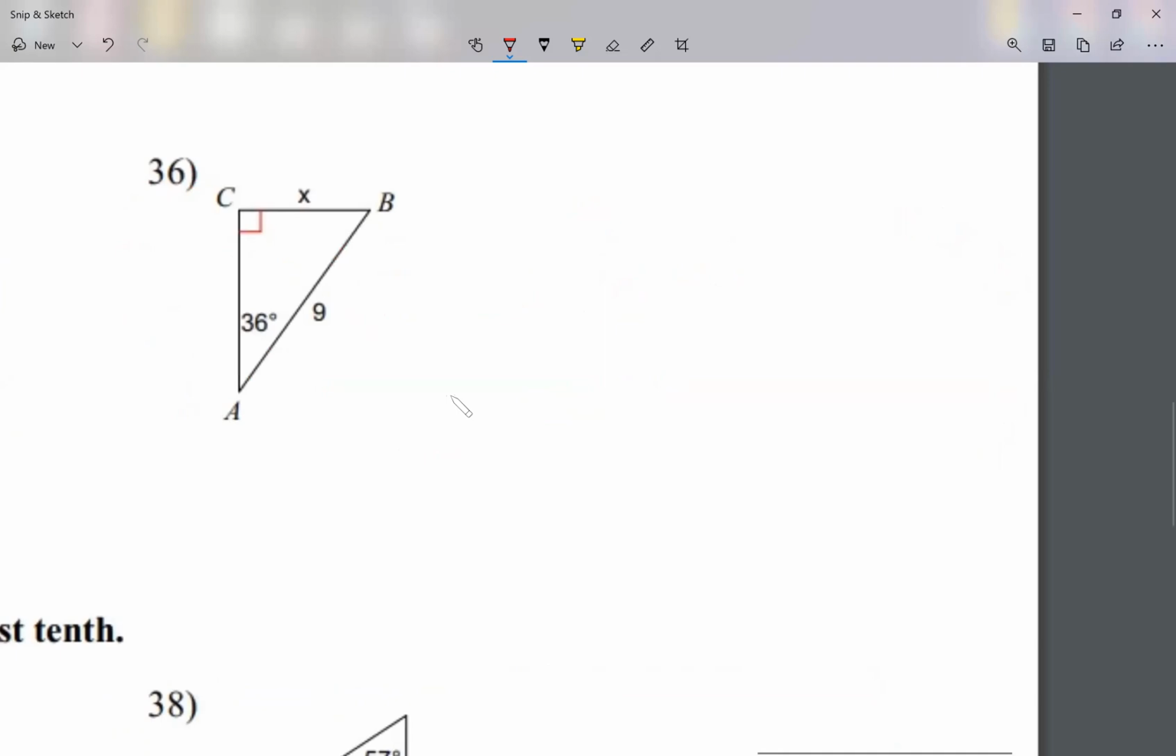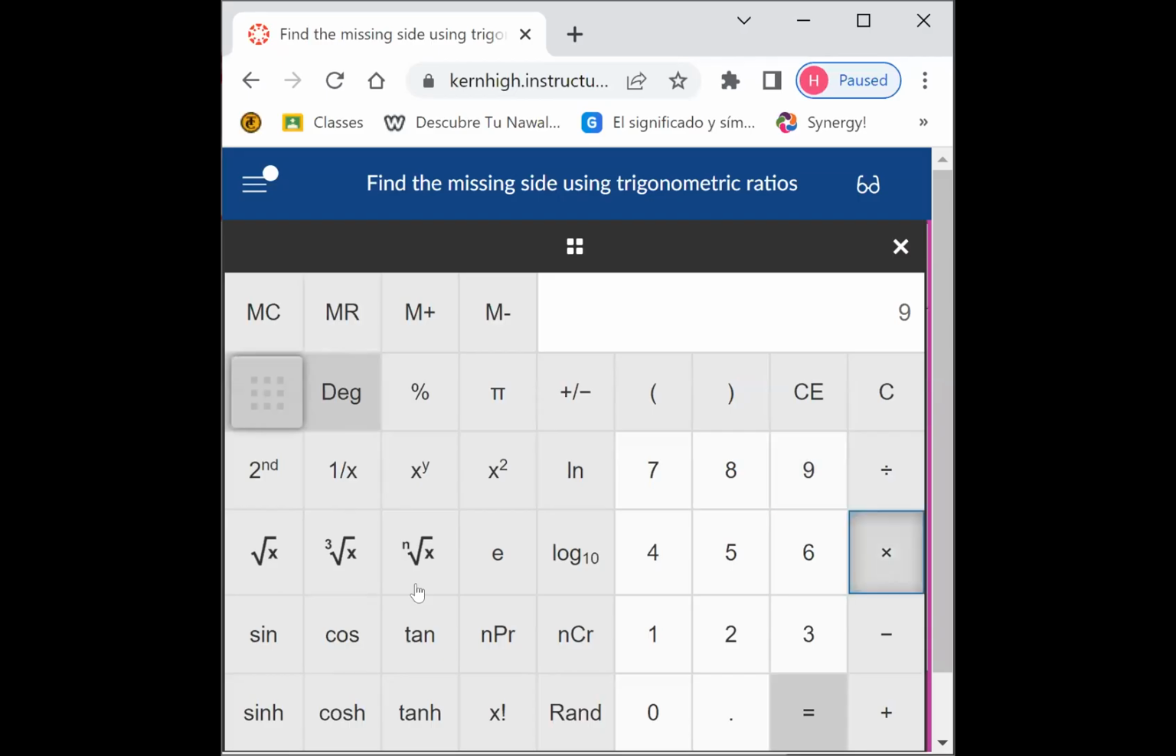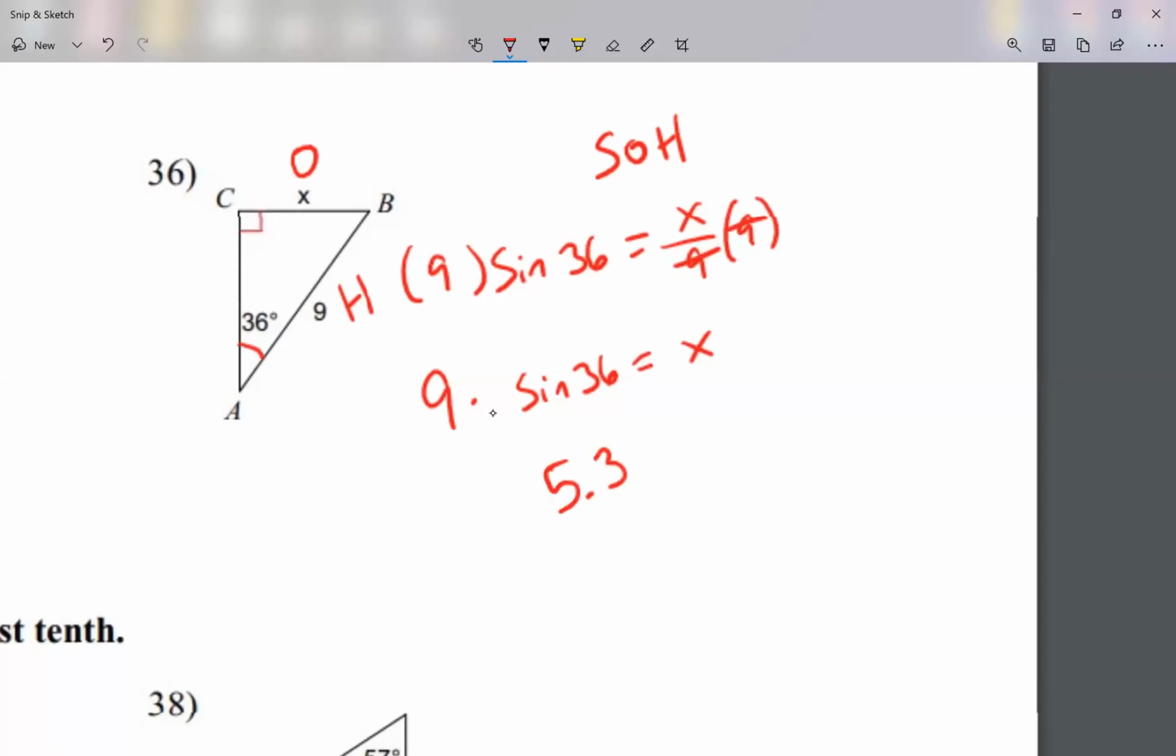And lastly, here, number 36, I have the hypotenuse and the opposite. I'm going to use the acronym SO, which means sine of 36 is equal to x over 9. Let me multiply both sides by 9. So I have that 9 times sine of 36 is equal to x. Okay, so let me grab my calculator here. 9 times sine of 36. It says 5.29. So I'm going to round that to 5.3. My x is 5.3.